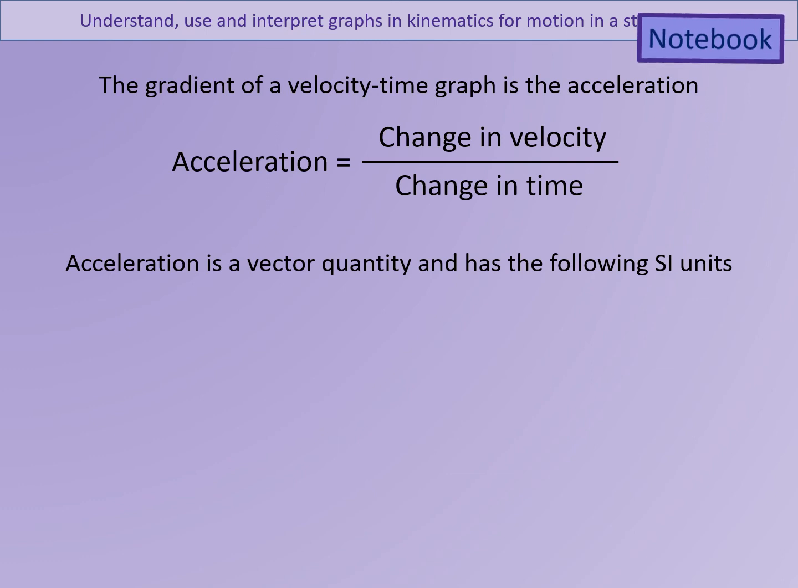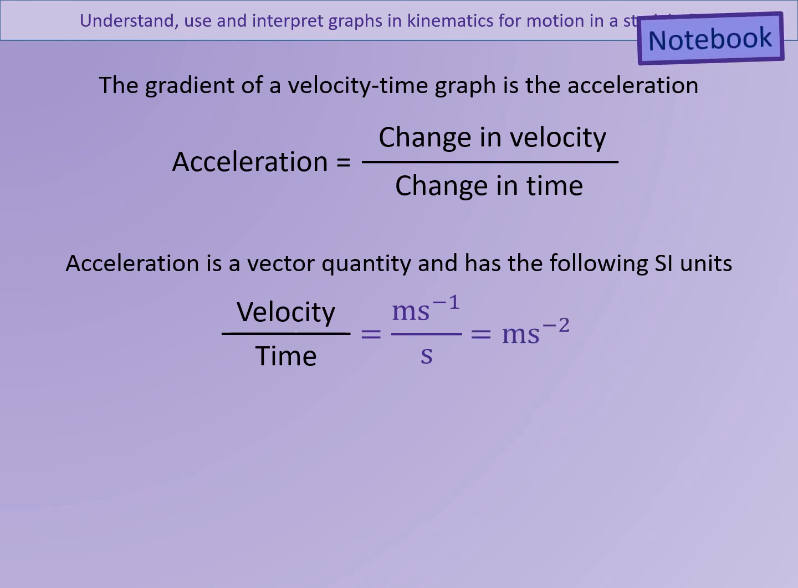Acceleration is a vector quantity, so it can be positive or negative, and it has these SI units. It can be calculated using velocity over time. We know velocity is calculated in meters per second and time is measured in seconds. So this gives us ms to the minus 2, or meters over second squared. This is usually pronounced as meters per second squared.